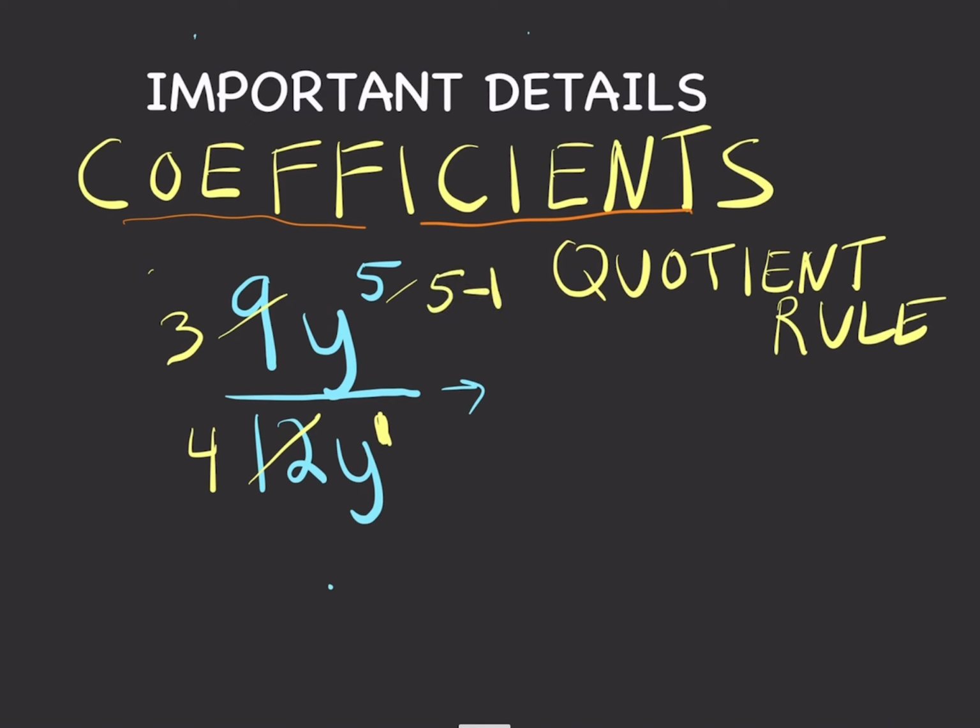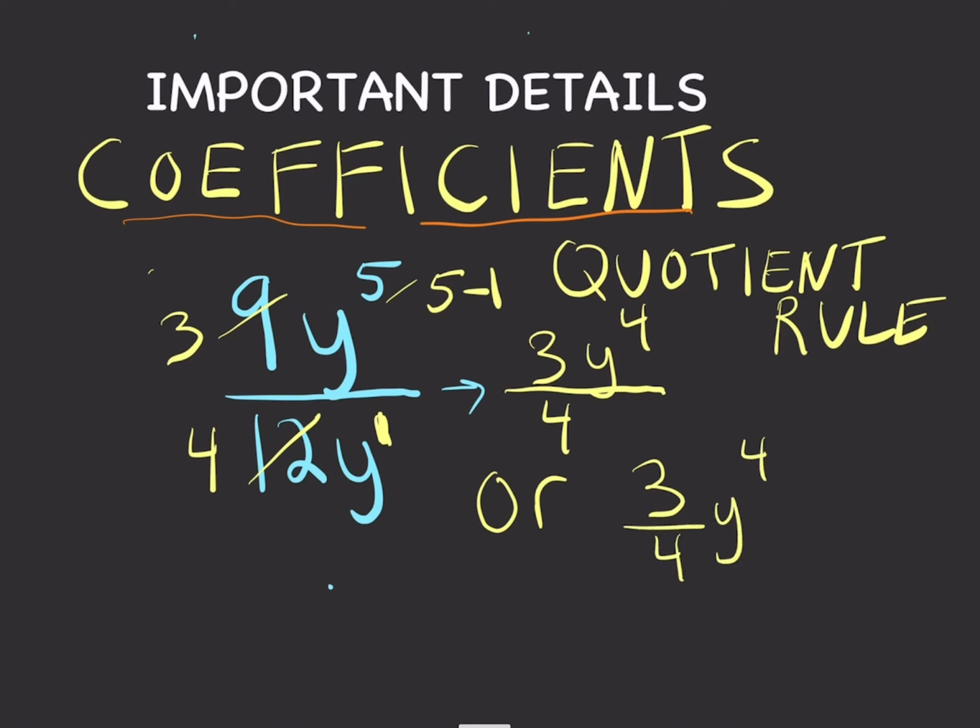and that means we can write this as, well, subtract the 5 minus 1, so of course that's going to be a 4. And I'll write the 3 over 4, and then I can write y to the 4th power. Okay, so that is a correct answer, but you also may write this with those numbers, the 3 over 4, the coefficients, out front like this. So you go 3 over 4, and then write the y to the 4th.